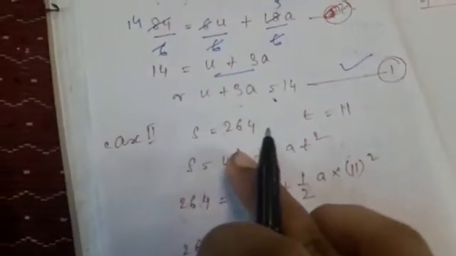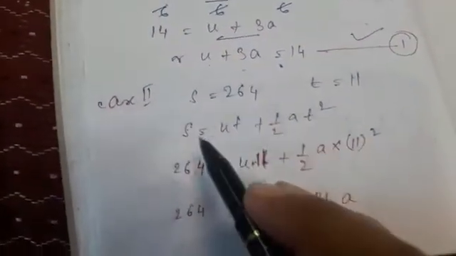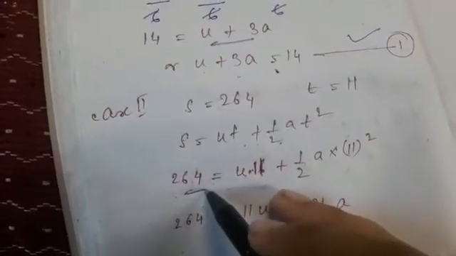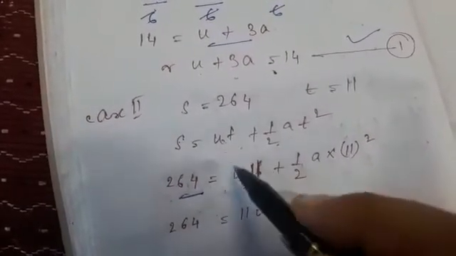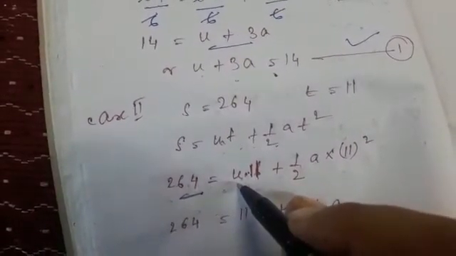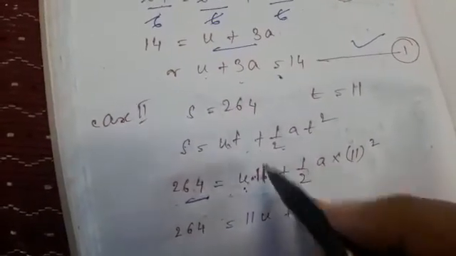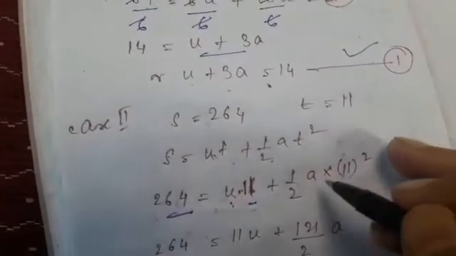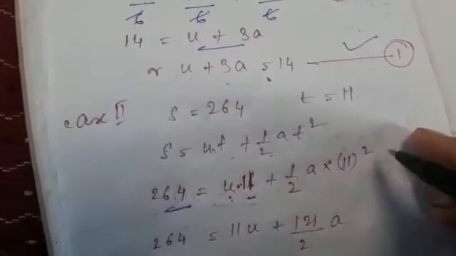Now in a very similar manner you frame the second equation, where in the second case it is given the distance as 264 meter and time is 11 second. Exactly in the same manner you frame the second equation. So again s equal to ut plus half at square. So s given here is 264, equal to u, because initial velocity we have assumed u, into time is 11 second, plus half into a t square, that is a 11 square.